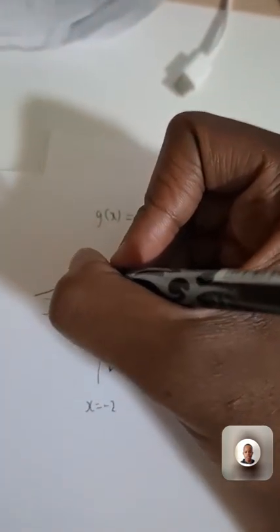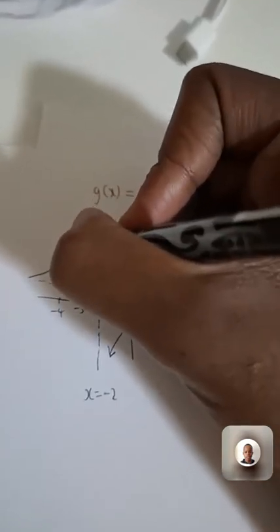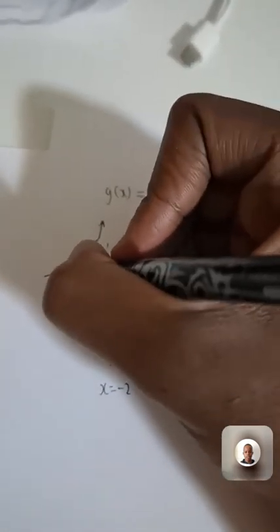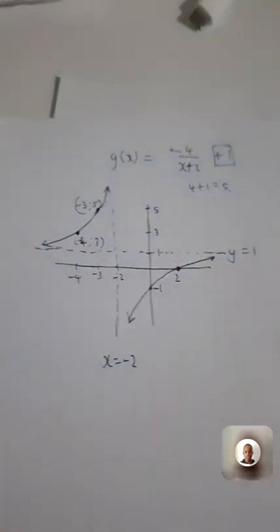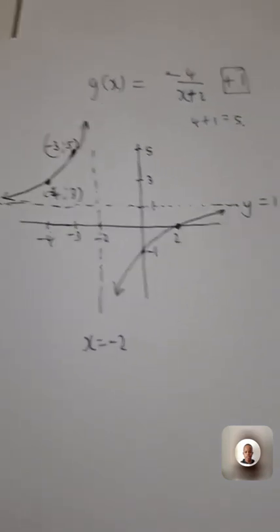So then all we do, make sure that the asymptote is never touched. Mark the points, -4 and 3, -3 and 5. Then the arrow. Asymptote. Don't touch. Come close, but don't touch. Yes.